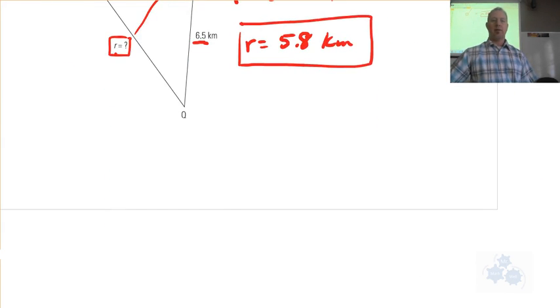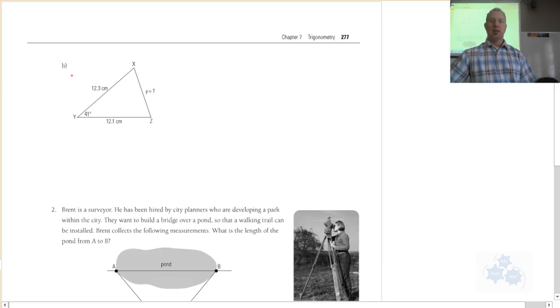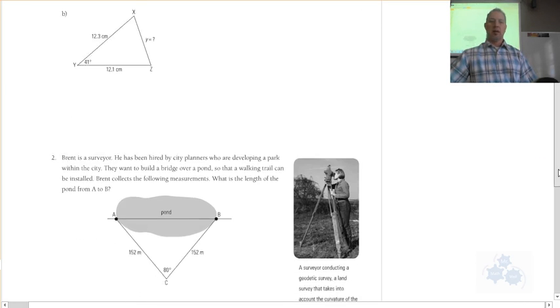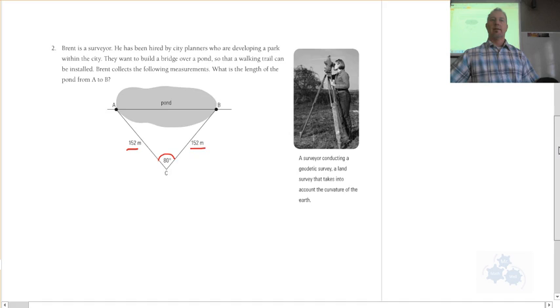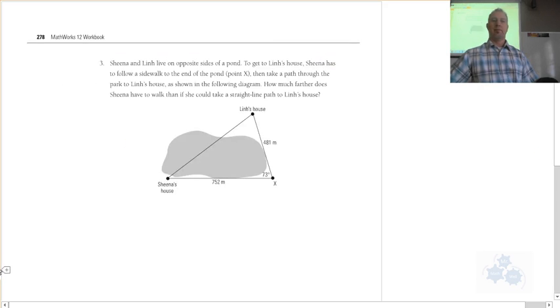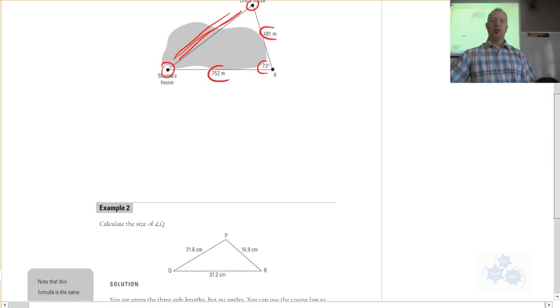Now I believe there are some other practice questions. B is similar. Number 2 is also very similar. Notice that we have a side and an angle, so side, angle, side, and they're asked for the length of the pond. So this is just a word problem with the exact same type of calculations. These are all the same. And this one too: we've got a side, angle, side, and they're just looking for this length right here. So those questions shouldn't be too difficult for you.